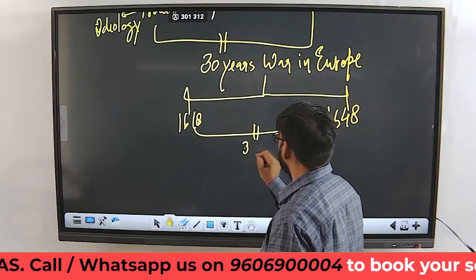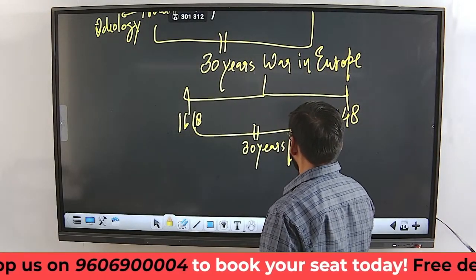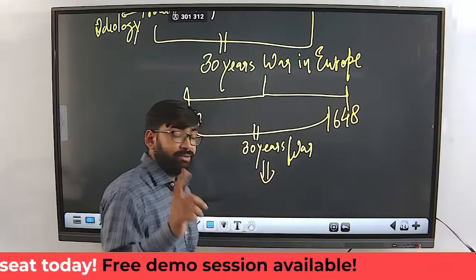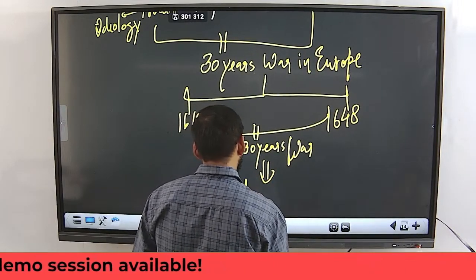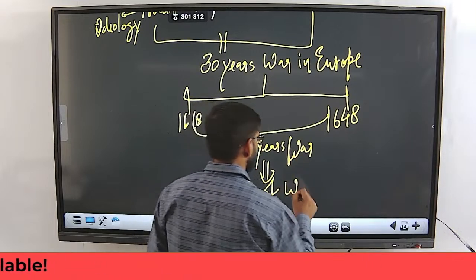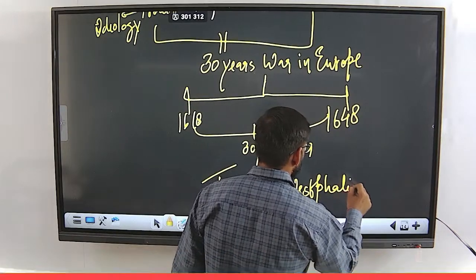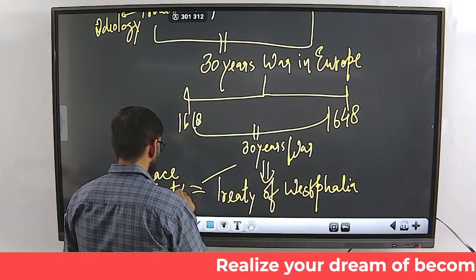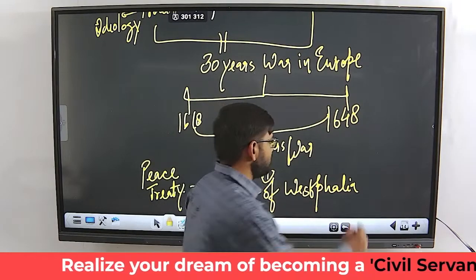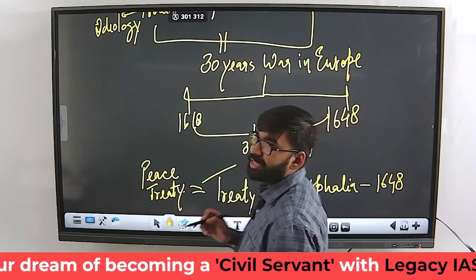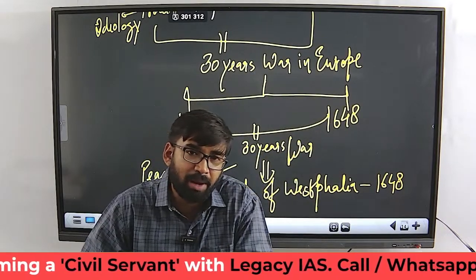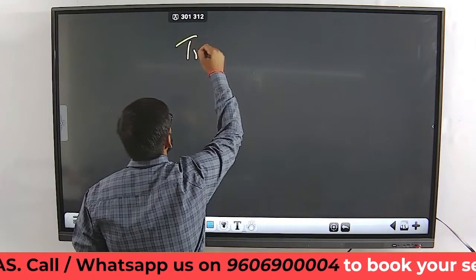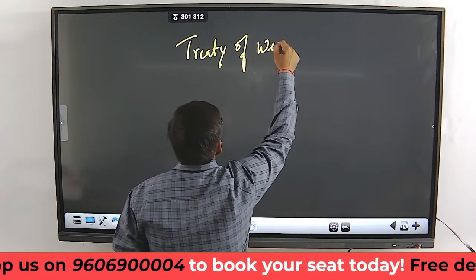This is called the Thirty Years' War. Getting my point? And this war ended with the Treaty of Westphalia. It is a peace treaty and it was signed in 1648. Westphalia is the name of a place in Germany. Getting my point? Now, what did this Treaty of Westphalia do?